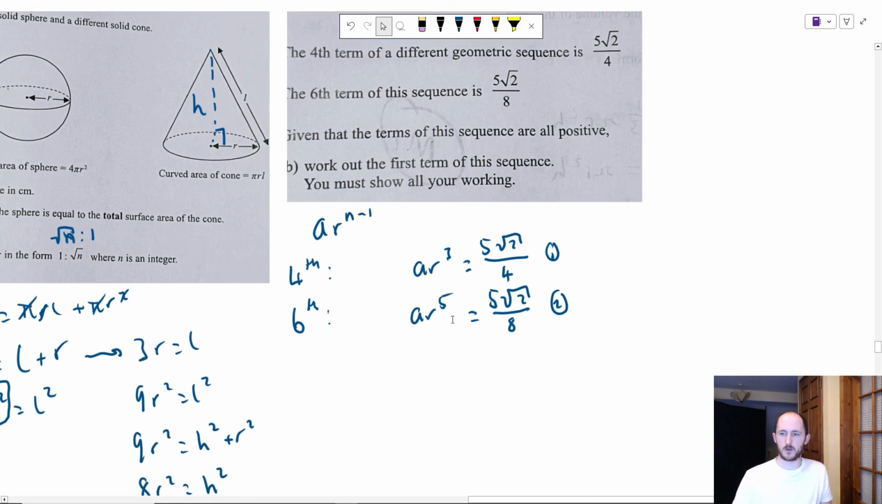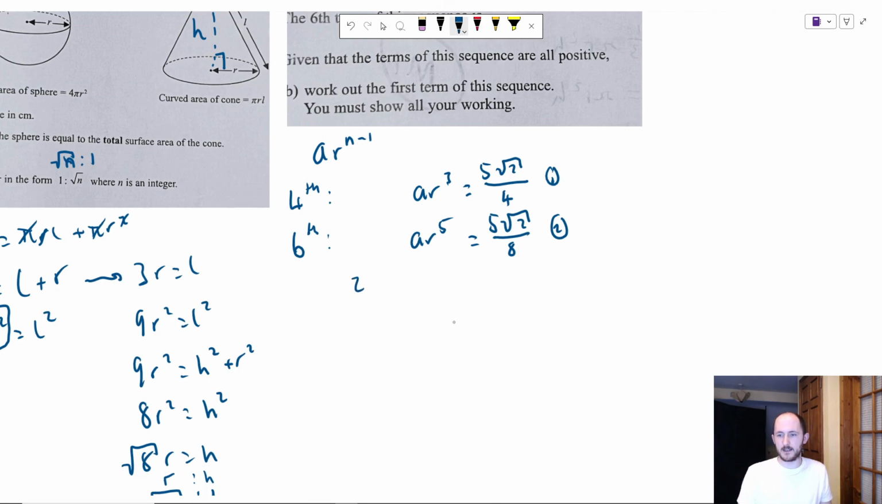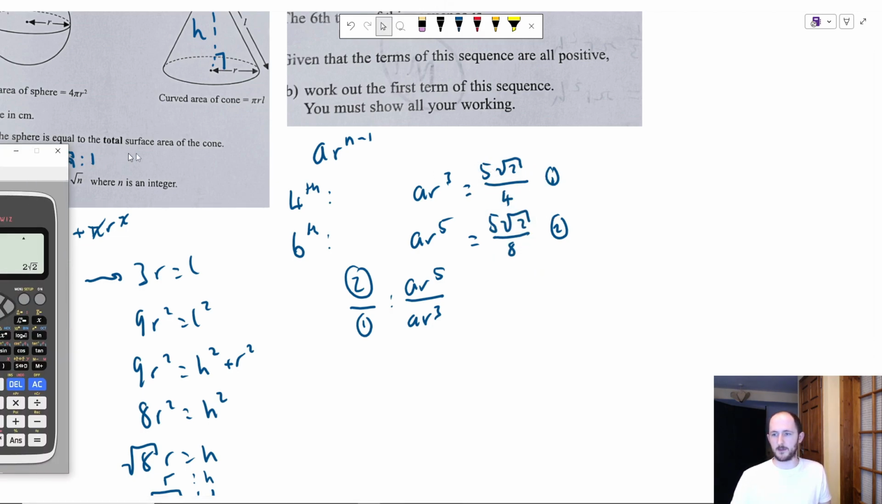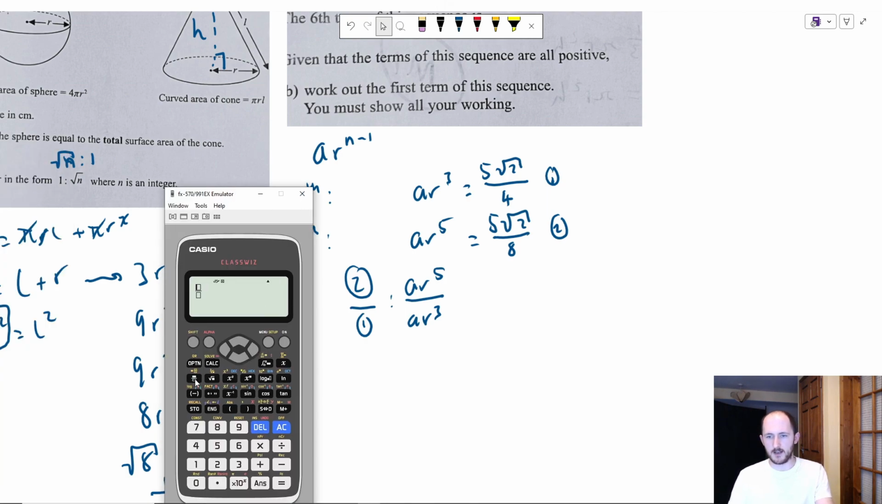Okay, cool. So now if I divide the equations, I get AR^5 over AR^3 equals this divided by this. I'm going to use a calculator for this just to speed things up. We have 5 root 2 over 8.